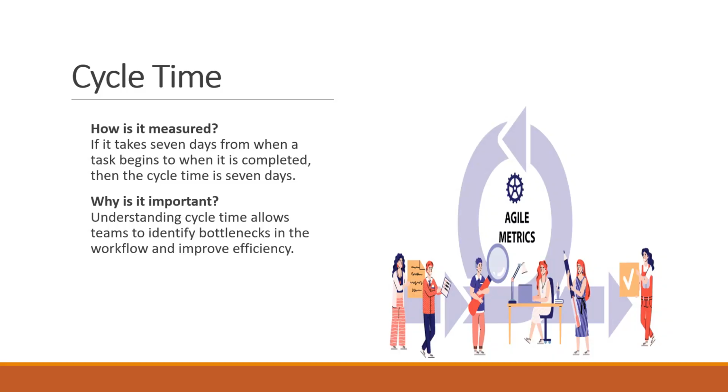The next metric is cycle time. Cycle time is a metric predominantly used in Kanban but can be applied in any Agile framework. It measures the time taken for a work item to move from the start point to the completion point within the workflow. How is it measured? The clock starts ticking when the team starts actively working on an item and stops once the item is complete.